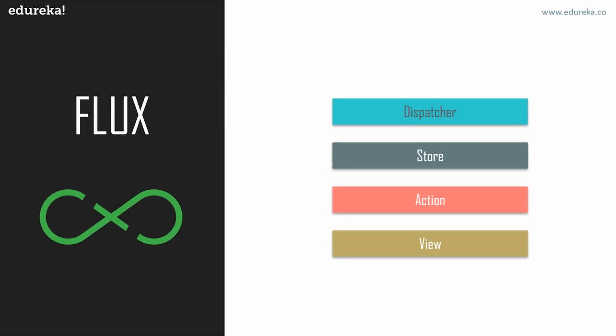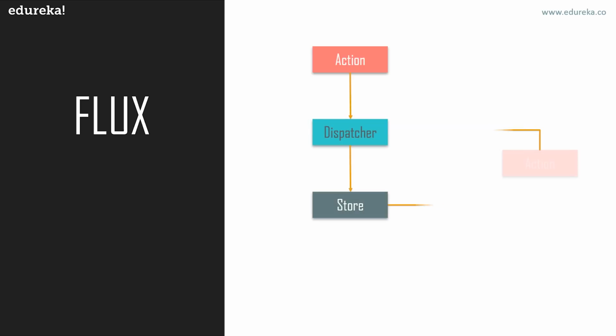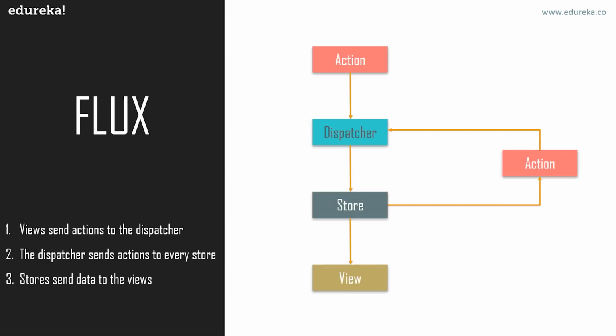Flux has basically four main components. One is the dispatcher, another is the store, another is action, and the view. We will see this in detail, but before that, this diagram is very important. This is a representation of a data flow in any React.js application. It starts from view. You can see the view over here.